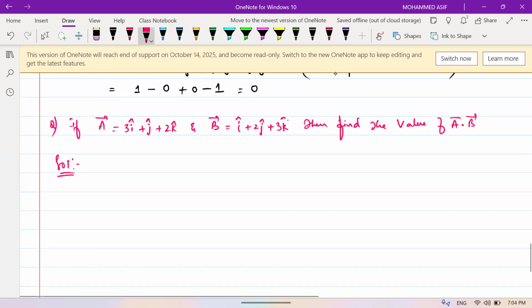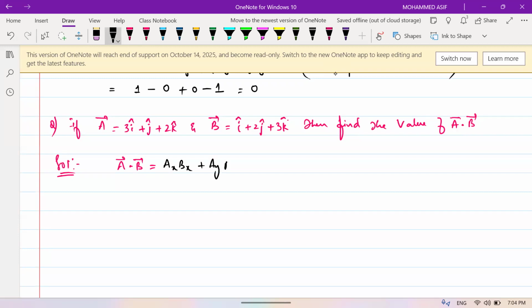Sorry, sir, I mean 11. So what is the formula I told you? AX BX plus AY BY plus AZ BZ. This is your AX, this is your AY, this is your AZ, this is your BX, this is your BY, this is your BZ. Just multiply.